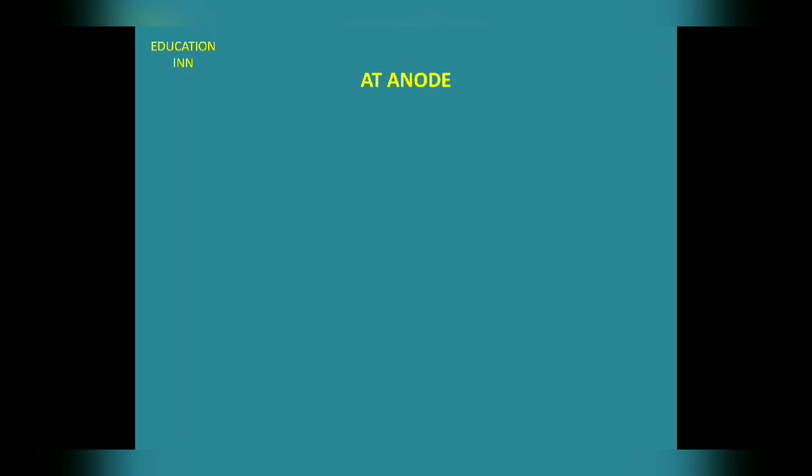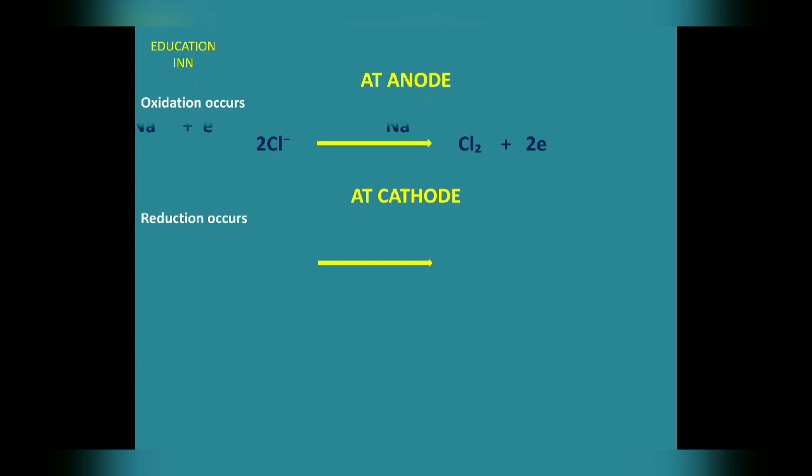Let's see the reactions. At anode, as usual, oxidation will take place. Oxidation means loss of electrons. So chloride ions will lose electrons as they have more oxidation potential. So they become chlorine gas at anode. Now at cathode, reduction will take place. Reduction means gain of electrons. So sodium ions appear at cathode and accept electrons coming from chloride, become reduced, and produce neutral sodium metal.